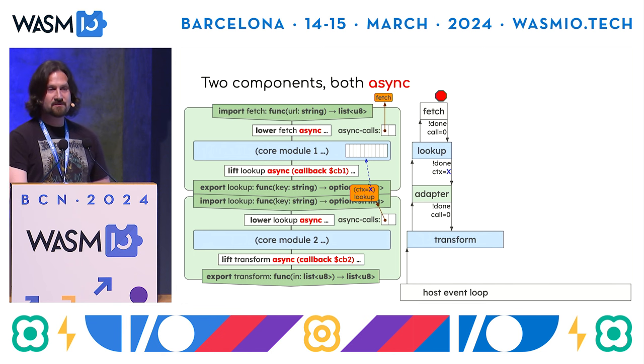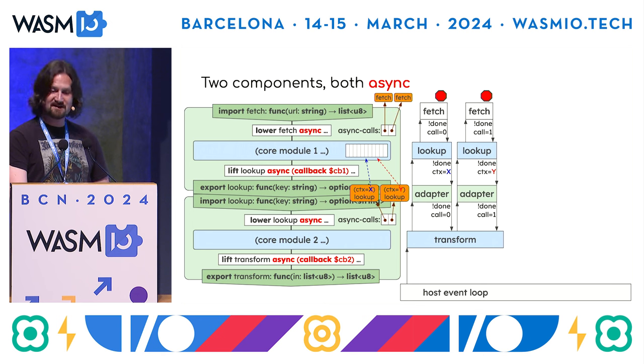So now, transform can keep running, and it can do lots of stuff, including making another async call to lookup. And if that happens, the same sequence happens, and now we have two async fetches and lookups in progress. Transform can now return to the host event loop to wait for one of them to make progress.